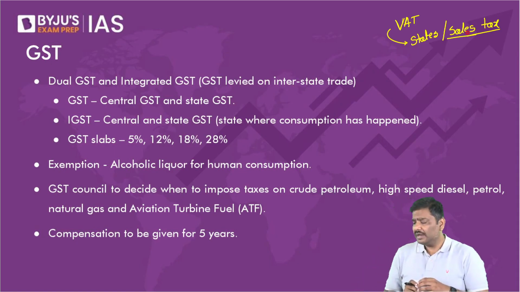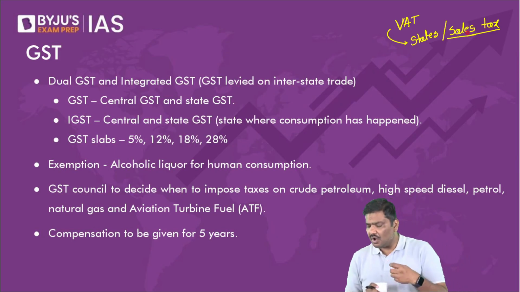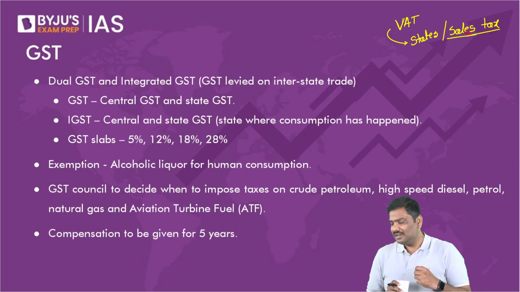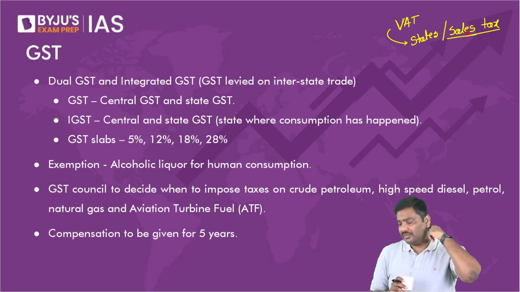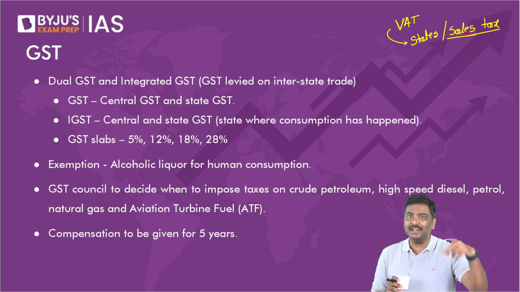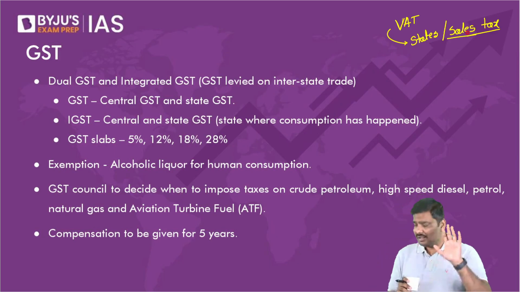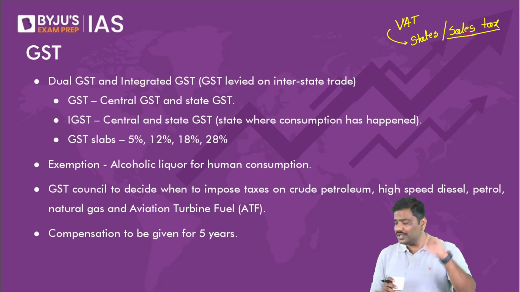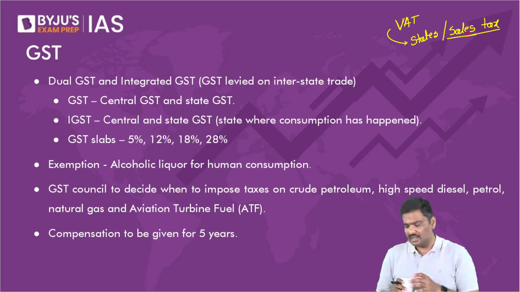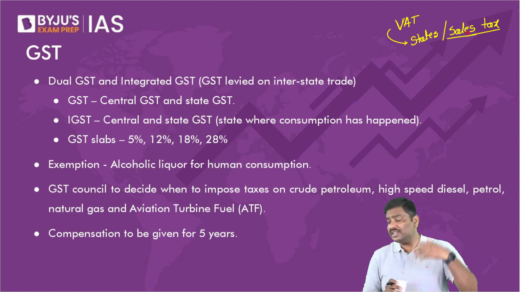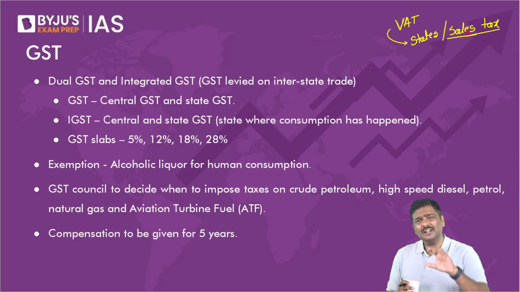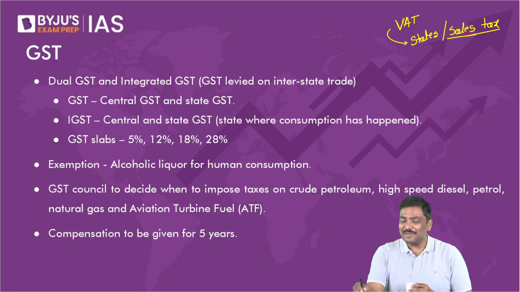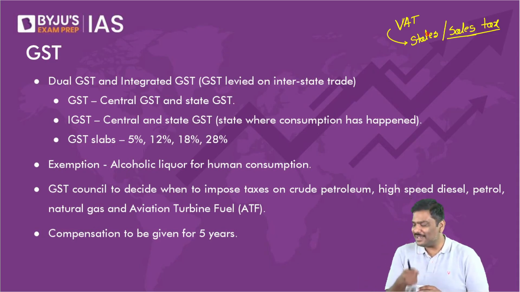Think carefully. VAT is a destination-based tax or origin-based taxation. Destination means the state where the goods are consumed, that state will get the tax. Simple idea. Understand the point here. Origin means the state where the good is manufactured, that state will get the tax. At least on this idea, it should be very clear to you. VAT is a destination-based tax.